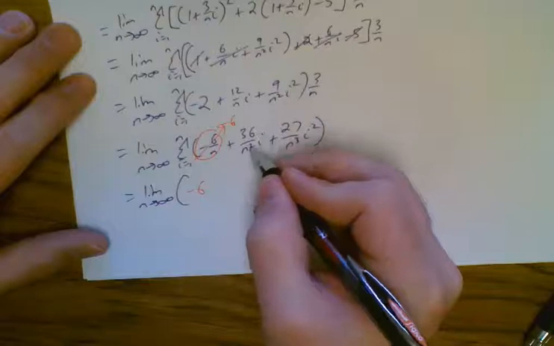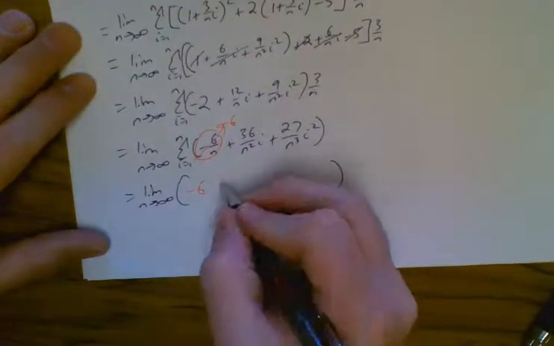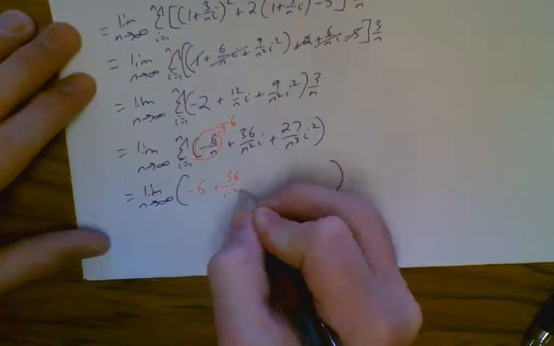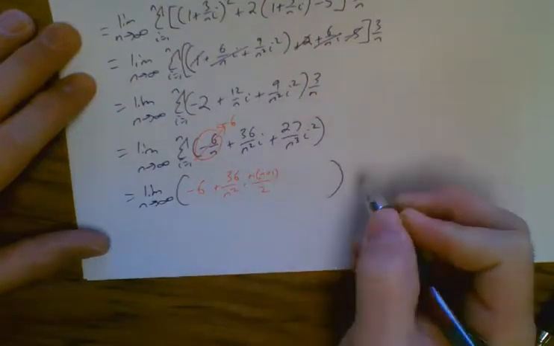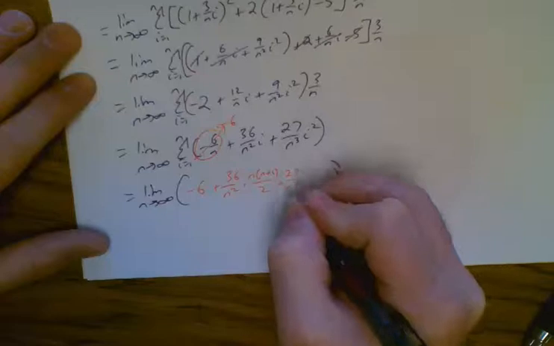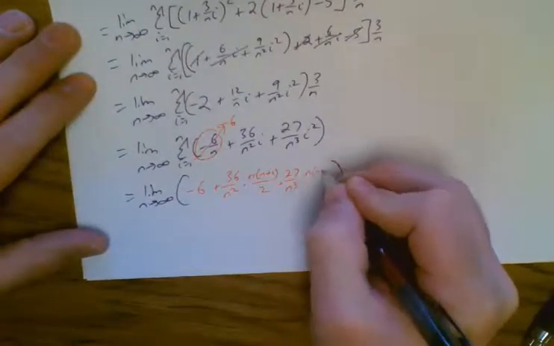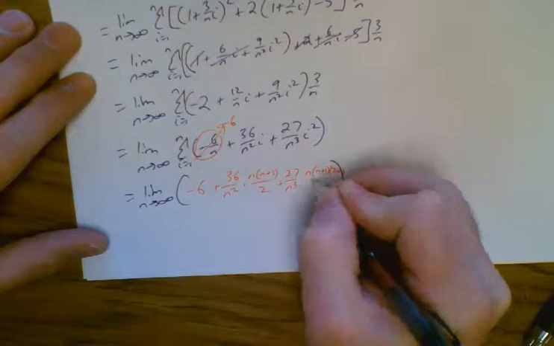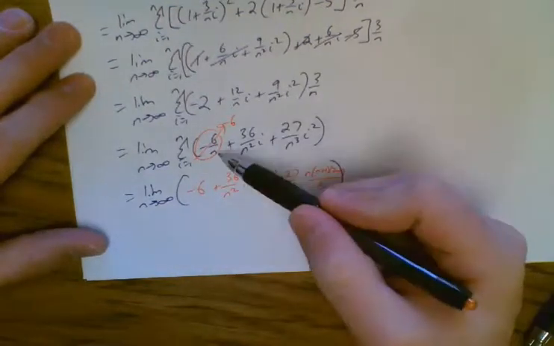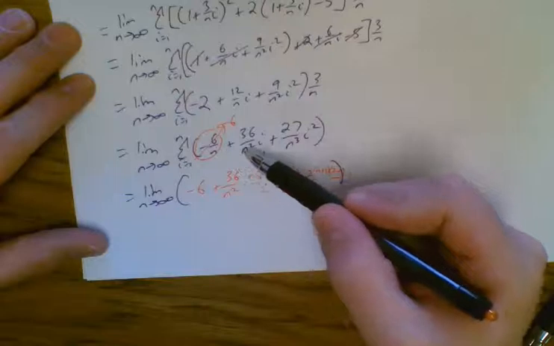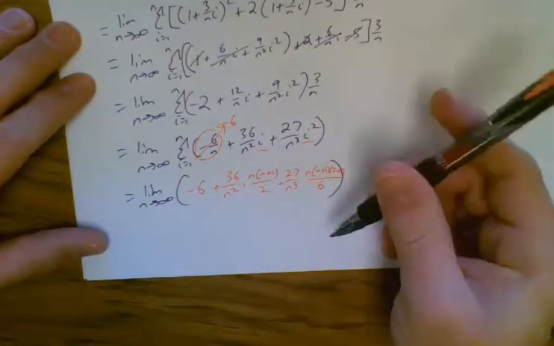The 36 over n squared i: if I take care of the formula for the sum of i, I really have 36 over n squared, times n times n plus 1 over 2, plus the 27 over n cubed, and then I have a formula for the sum of i squared. That's n times n plus 1 times 2n plus 1 over 6. And now I just took care of all my sigmas. I used my basic concept of addition for this one, I have my i formulas for these, and the rest now we can apply the limit.